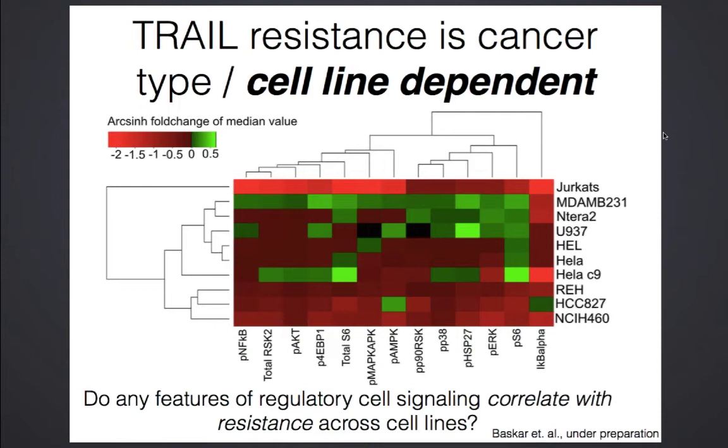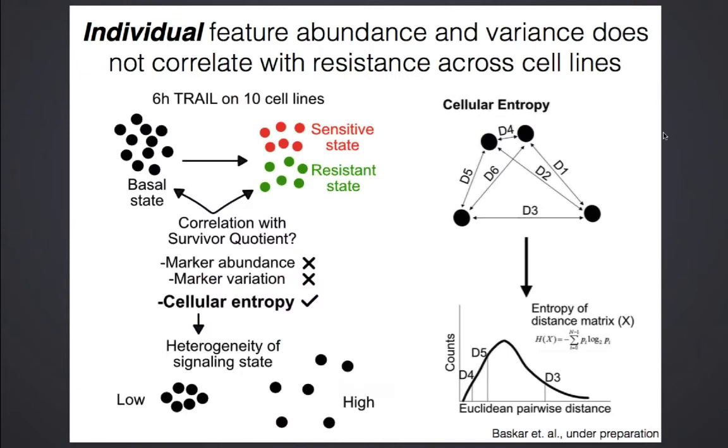We saw across our different cell lines that TRAIL resistance is cell line dependent in terms of the signaling signature. It widely varies, from Jurkats to Enteras all the way to NCI-H460s. The fold change of these signaling proteins after 6 hours of treatment seems to be widely different. So the next question, of course, is whether there are any features of regulatory cell signaling that correlate with resistance across cell lines. What could explain this is the bigger question here. We found that individual feature abundance and variance doesn't correlate with resistance across cell lines. In fact, when we looked at all of those, it didn't really explain what was going on.